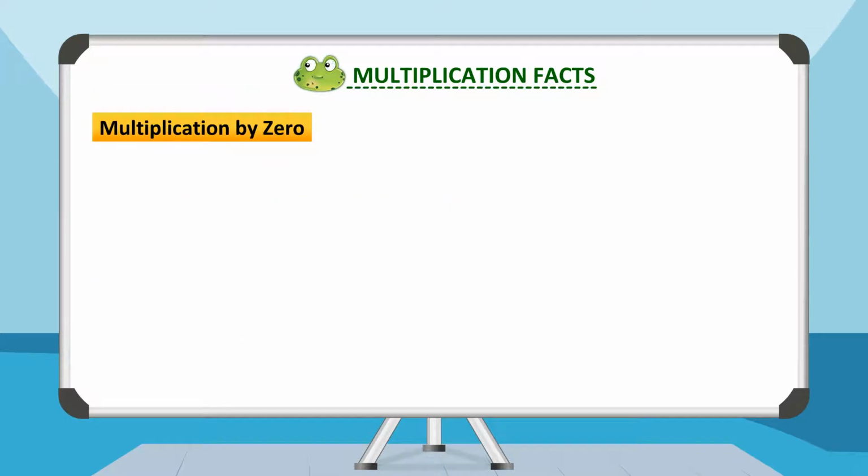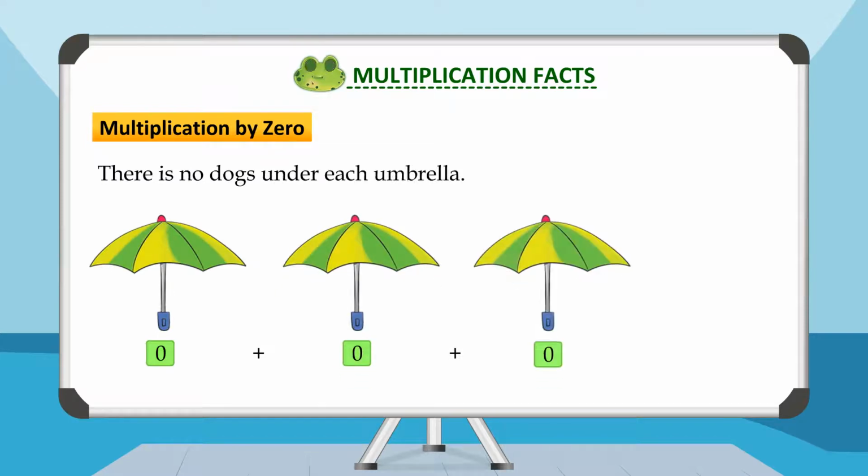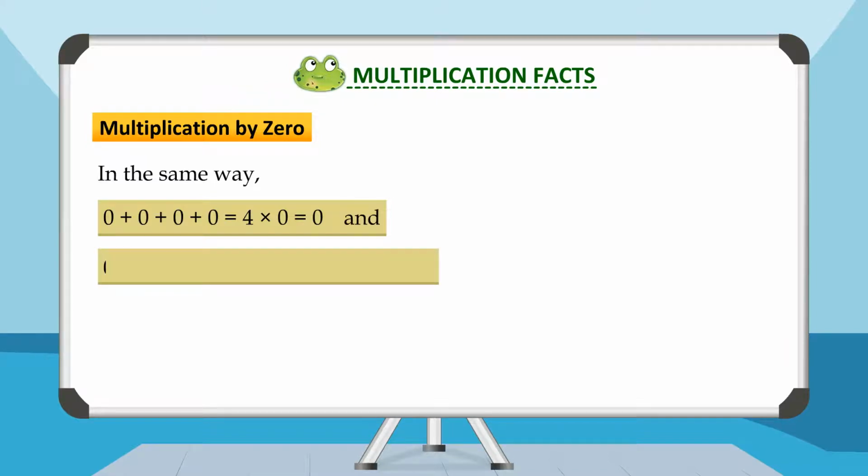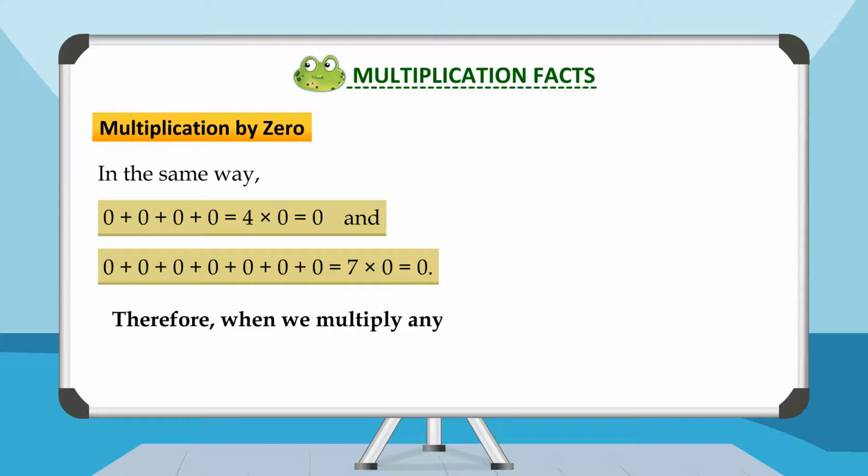Multiplication by 0. There is no dog under each umbrella. 0 + 0 + 0 is equal to 3 × 0 is equal to 0. In the same way, 0 + 0 + 0 + 0 is equal to 4 × 0 is equal to 0, and 0 + 0 + 0 + 0 + 0 + 0 + 0 is equal to 7 × 0 is equal to 0. Therefore, when we multiply any number by 0, the product is always 0.